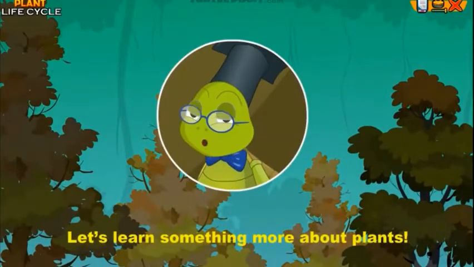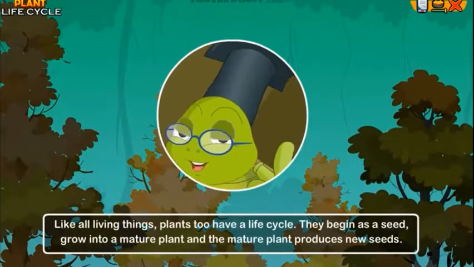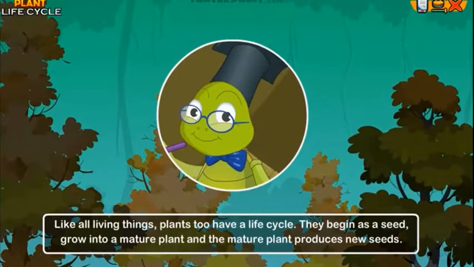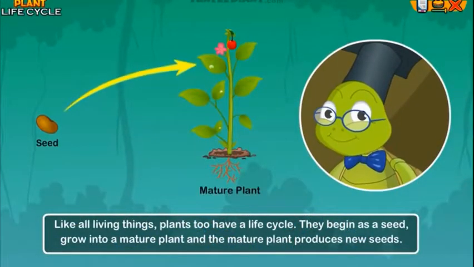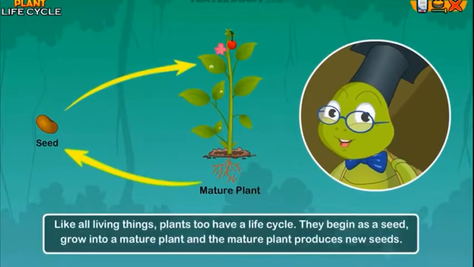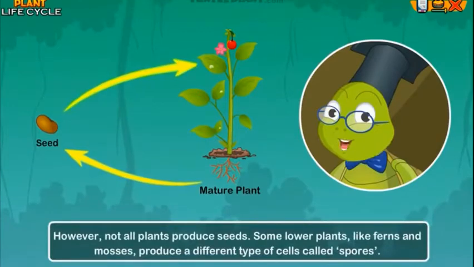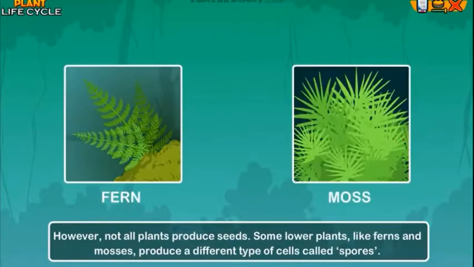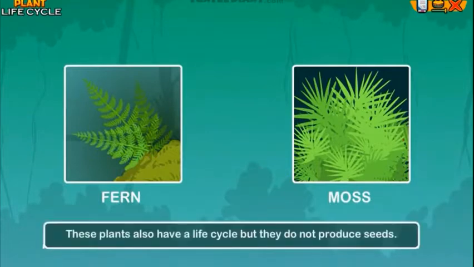Let's learn something more about plants. Like all living things, plants too have a life cycle. They begin as a seed, grow into a mature plant, and the mature plant produces new seeds. This is how the cycle continues. However, not all plants produce seeds. Some lower plants, like ferns and mosses, produce a different type of cells called spores. These plants also have a life cycle, but they do not produce seeds.